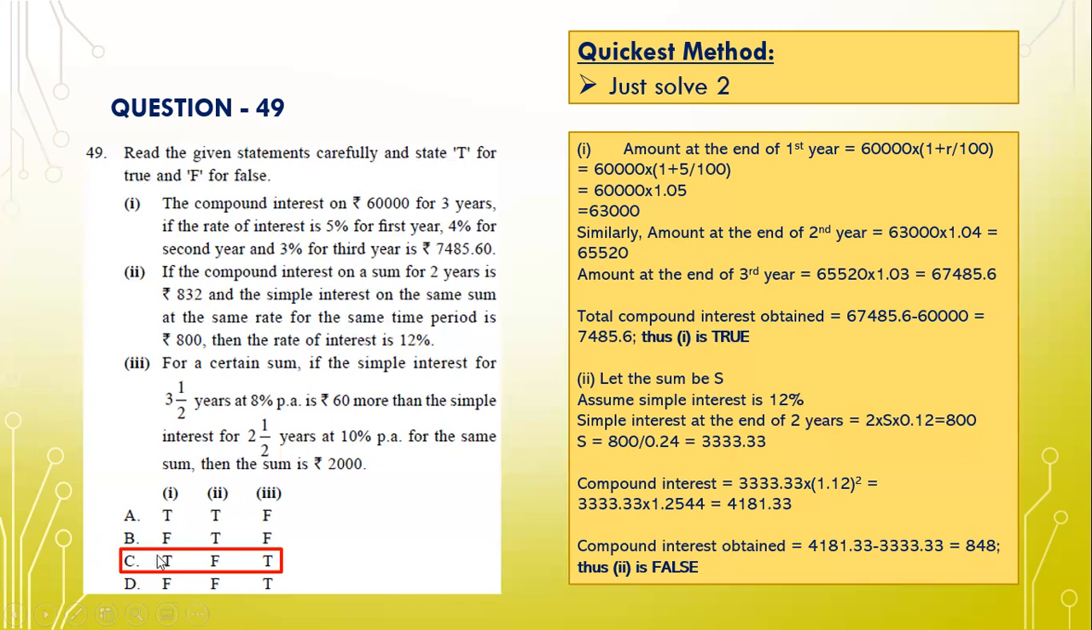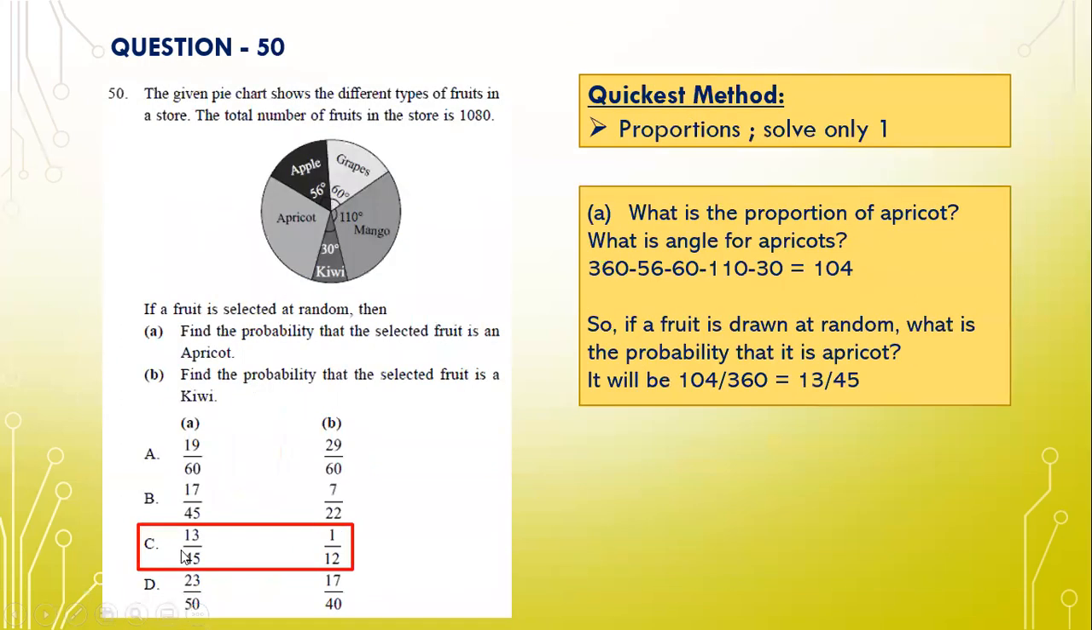So true and false is only for option C. Okay, last question. Hooray. The given pie chart shows the different types of fruits in a store. The total number of fruits in the store is 1080. So here you have to solve by proportions, isn't it? And solve only one. So find the probability that the selected fruit is an apricot.